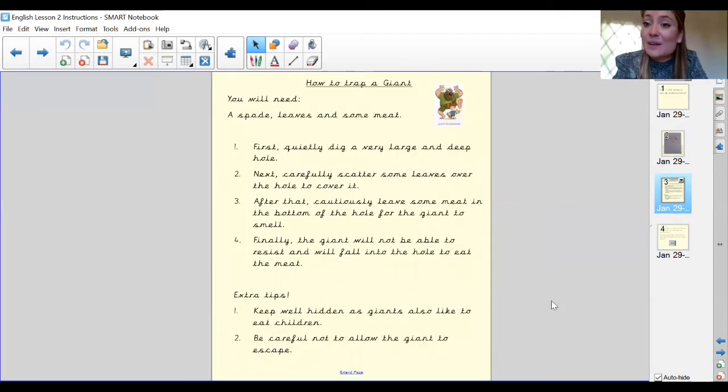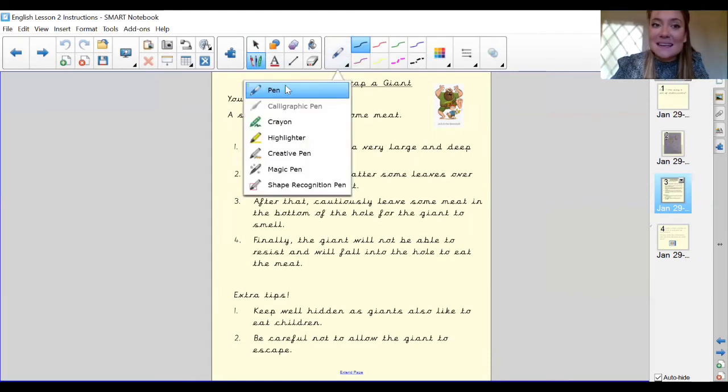Okay, so let's have a look at some instructions that I have. And I have some instructions for how to trap a giant. I want you to have a think, what makes these instructions different from a story? What special things can you see? Have a think. Fantastic. Can you tell me what you can see? Good. So I had lots of people saying I could see a list.